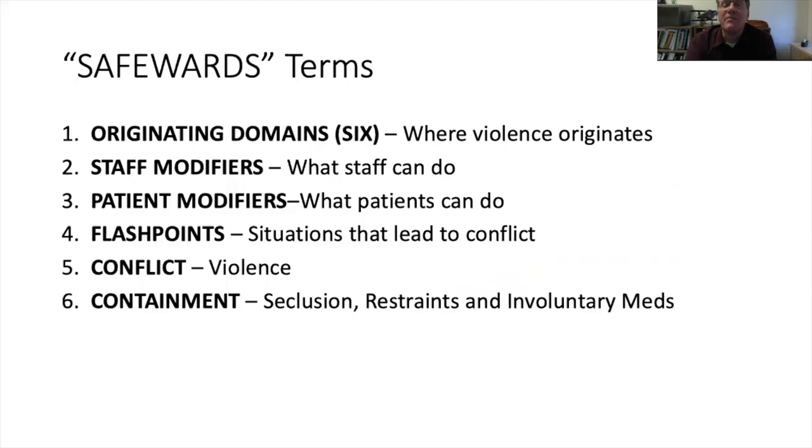And you may recall in previous training on 3 steps to safety that things like activity demands, denials of request, and limit setting are consistent with this idea of flashpoints, where if you're making an activity demand, demanding that somebody take their meds or go to a group or do whatever, that this could be provocative of violence. And then there are the 2 C's, conflict and containment. In their terminology, conflict is any type of violence, whether it's directed at another person or oneself or property. And then lastly, containment is their term for what we call seclusion, restraints, and involuntary medication.